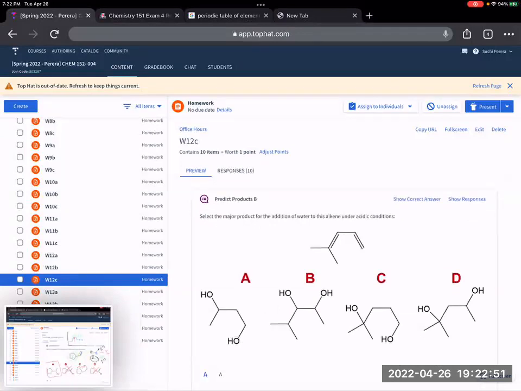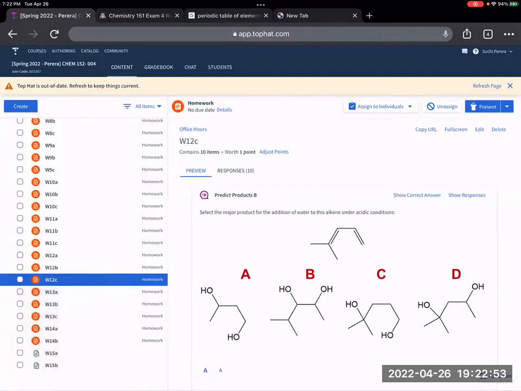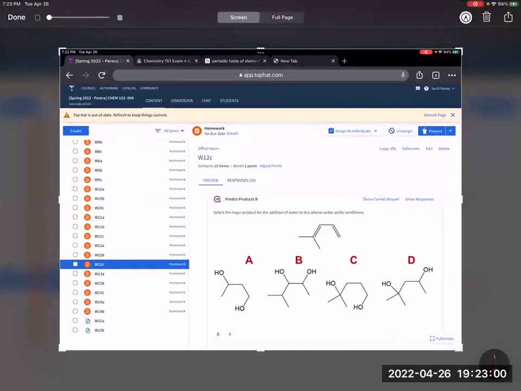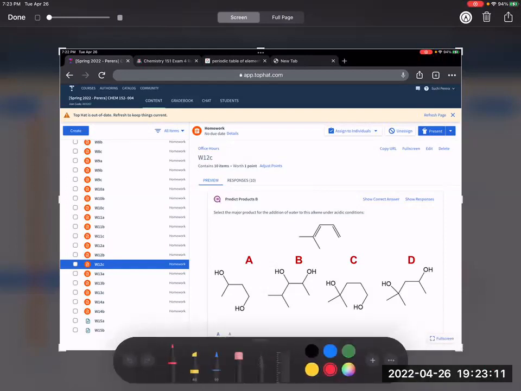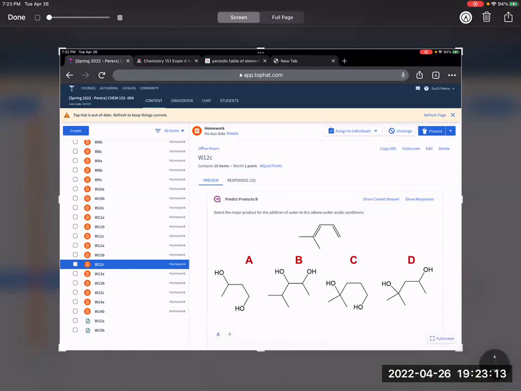Okay, so with that, let's move on to the next question. Select the major product for the addition of water to this alkene. Again, if you mark the possibilities, we can have the positive charge here, here, or here, or here. Just the possibilities.